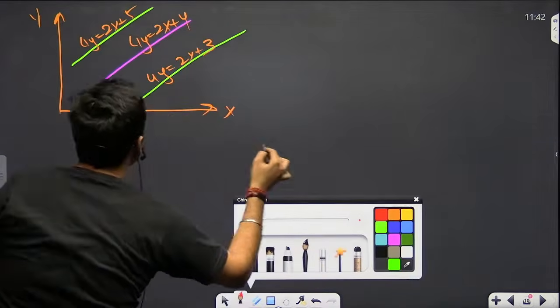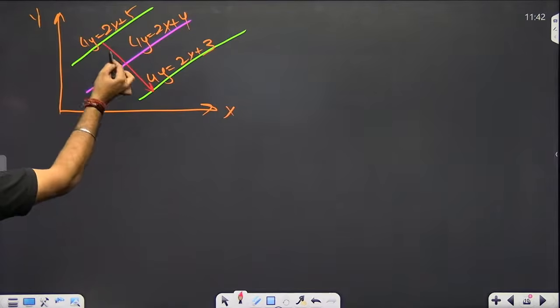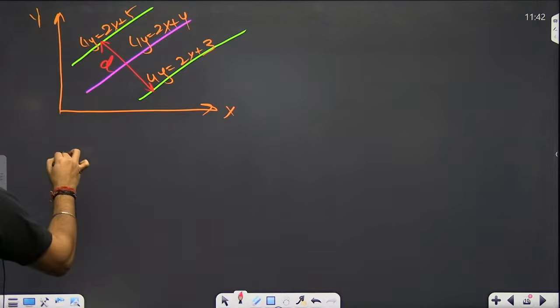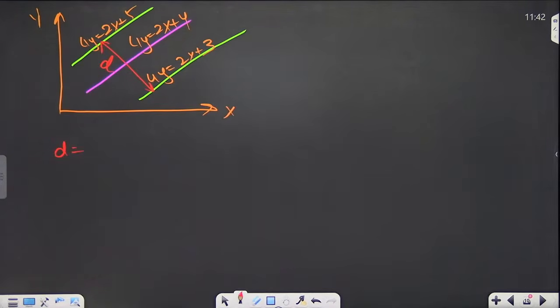This is what you need to calculate. You need to calculate the value of d. What is the value of d? Everyone, please try to calculate.